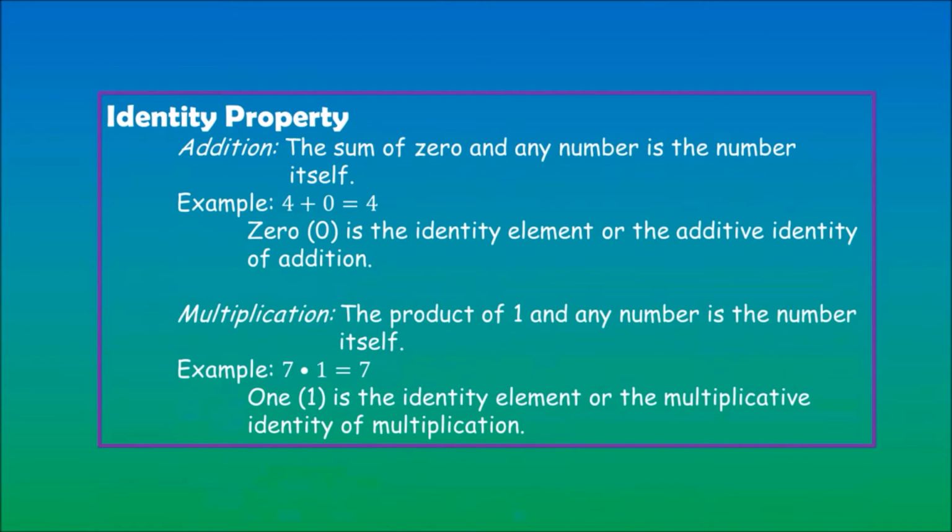Next property is the identity property of addition, which states that the sum of 0 and any number is the number itself. For example, 4 plus 0, which is equal to 4. So 0 here is the identity element or the additive identity of addition. Next, for multiplication, the product of 1 and any number is the number itself. For example, we have 7 times 1, which is just equal to 7. So 1 is the identity element or the multiplicative identity of multiplication.